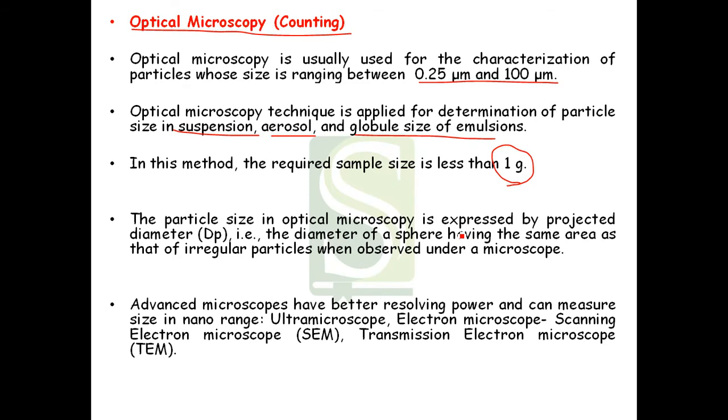Advanced microscopes have better resolving power and can measure size in the nano range as well. Ultra microscopes, electron microscopes, scanning electron microscope, that is SEM, and transmission electron microscope, TEM, can also be used so that you have a very good resolving power for the measurement of the particle size.